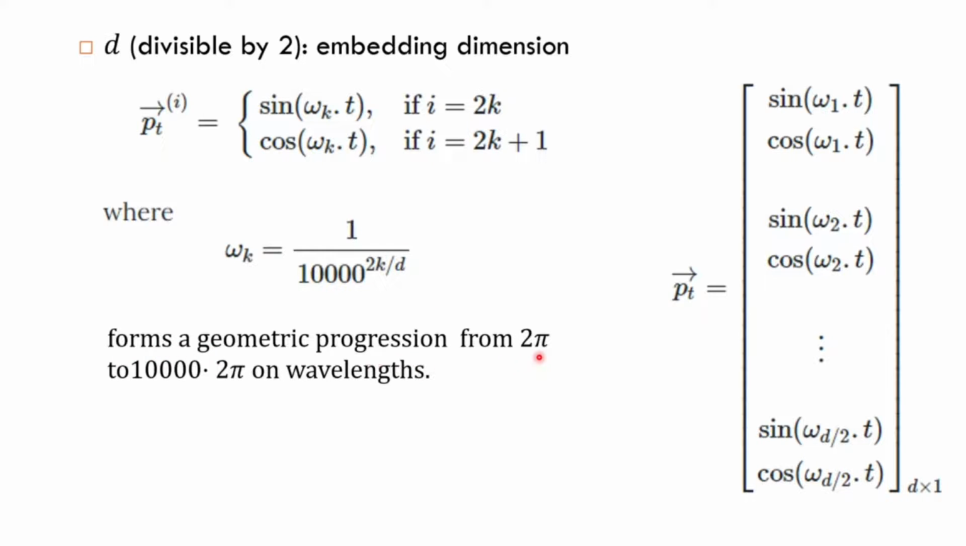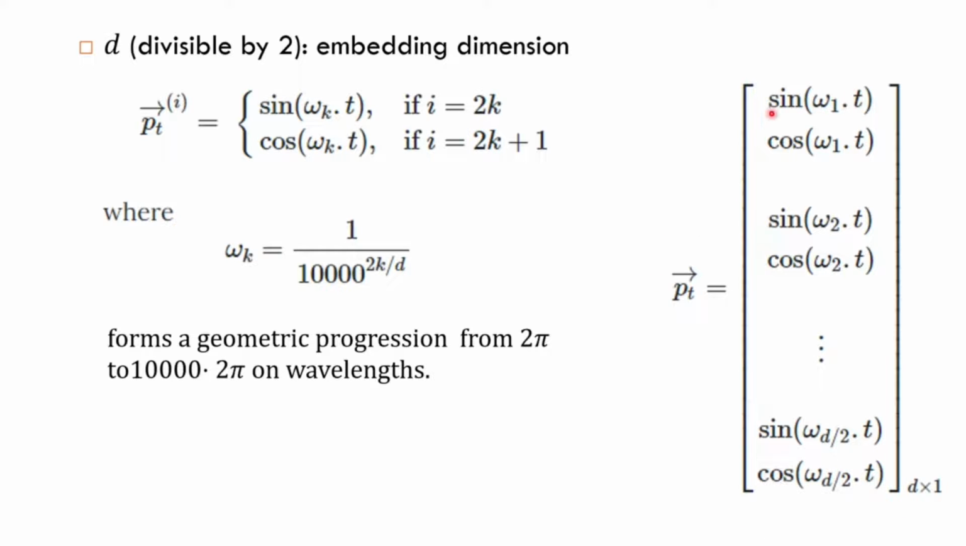So if you look at this function, this forms a geometric progression of wavelengths from 2 pi to 10,000 times 2 pi. The wavelength means how long the sine wave is. The default wavelength is 2 pi, that is 360 degrees, for sine of the position. And it increases up to this much. So it forms a geometric progression, and progressively it forms sine functions with lower frequencies or higher wavelength.